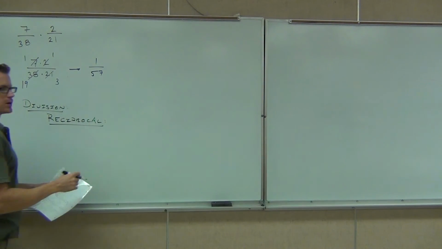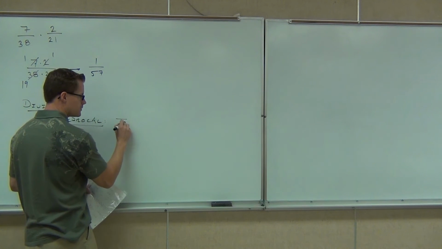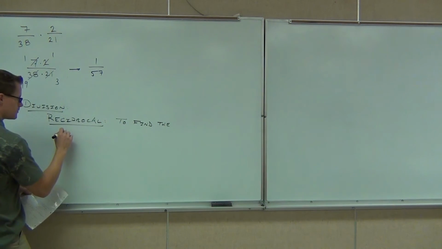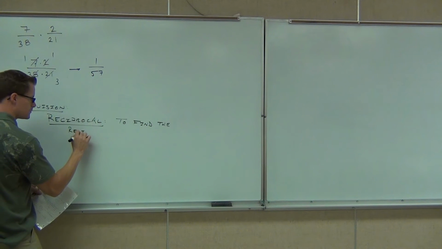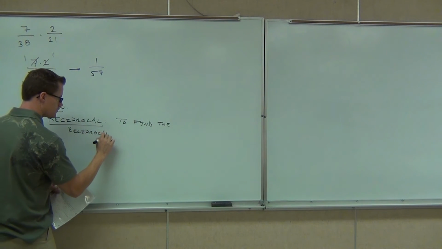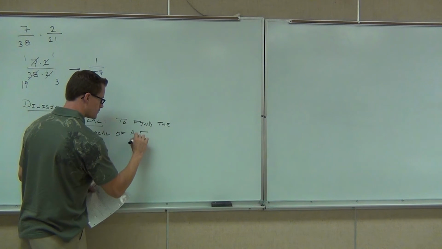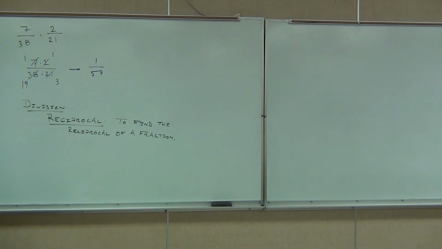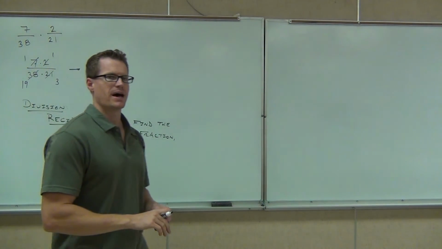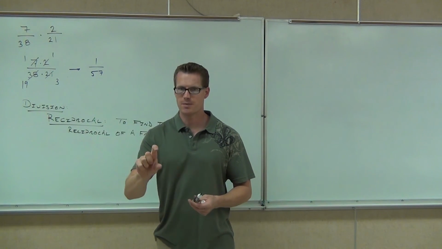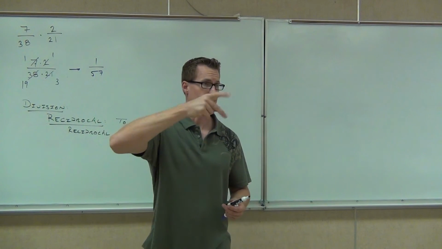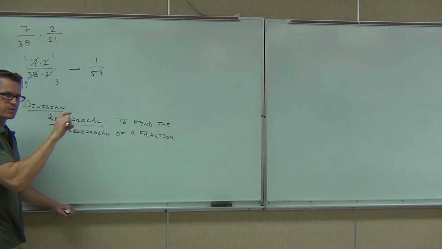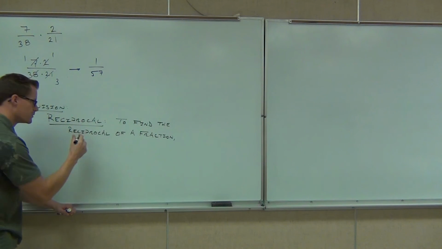So a reciprocal, to find the reciprocal of a fraction, I'm going to say this way, it's not very mathematical, but I don't want to say you write the numerator in the denominator's place and the denominator in the numerator's place. I'm just going to say you can flip it over. You flip that fraction over. So to find the reciprocal of a fraction, you're going to flip the fraction. So the numerator becomes the denominator and the denominator becomes the numerator.